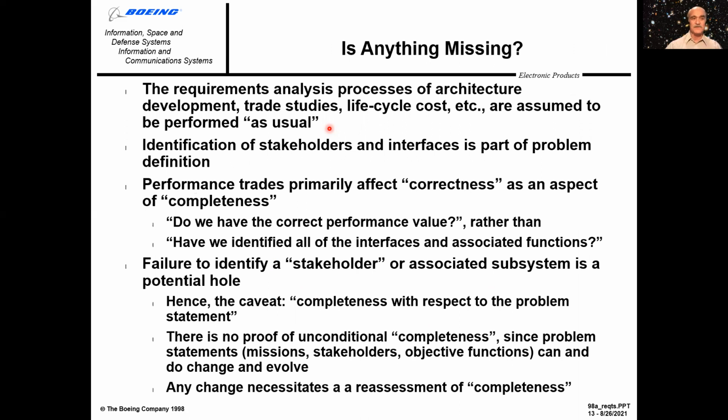Well, let's go through what we might have missed. So our analysis process, we still have to go through architecture development, trade studies, life cycle costs. We still do those things in response to the problem statement and the definition of the requirements. What is key is, who do we identify as the stakeholders? And from that, what interfaces and or other constraints are part of the problem definition or constraints on the solution?